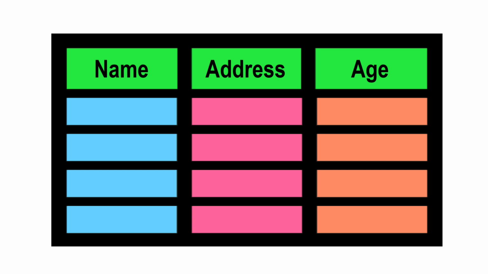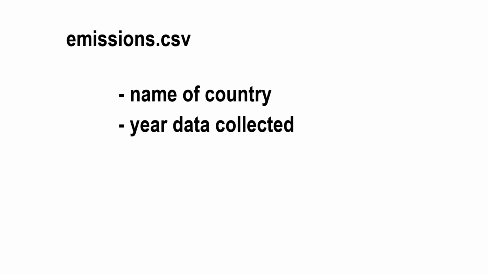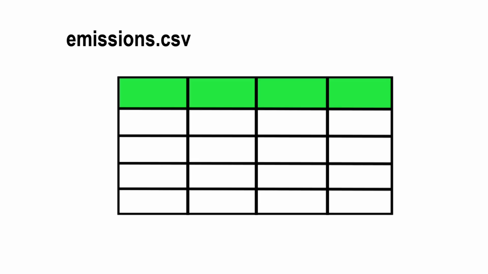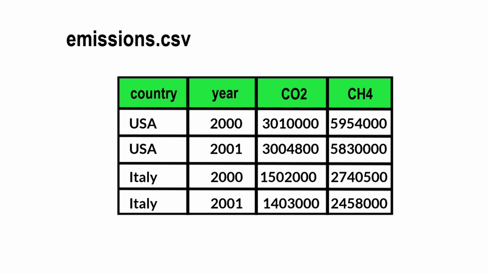For example, a file named emissions.csv could hold a spreadsheet containing the information from a climate study that collected emissions data from various countries, including the name of the country, the year the data was collected, the amount of carbon dioxide emitted, and the amount of methane emitted in that year. The spreadsheet containing the data could have 4 columns named country, year, CO2, and CH4, and the rows would contain the information for a given country in a given year.